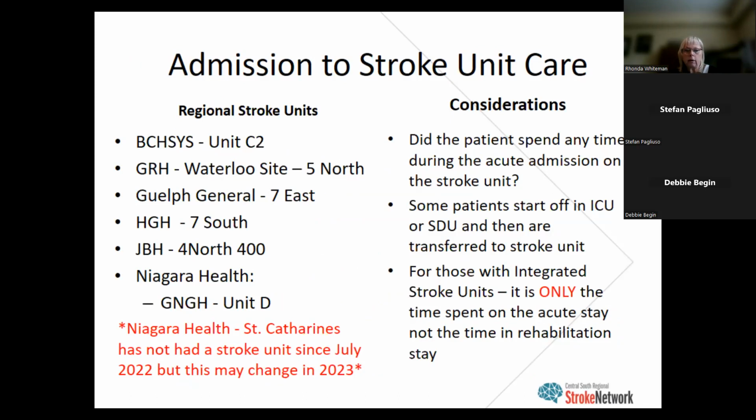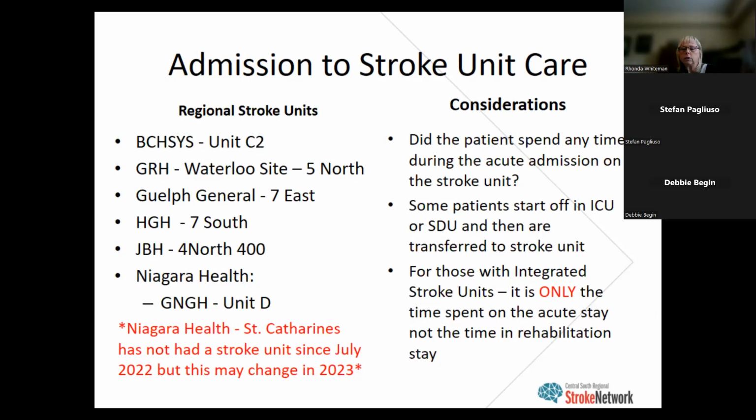St. Catharines in Niagara Health have not had a stroke unit since July 2022. However, as part of their planning, we may see that change in 2023, and certainly Leanne Kent will share and communicate that with those sites.